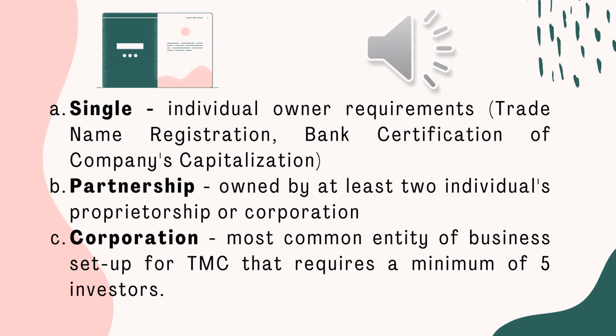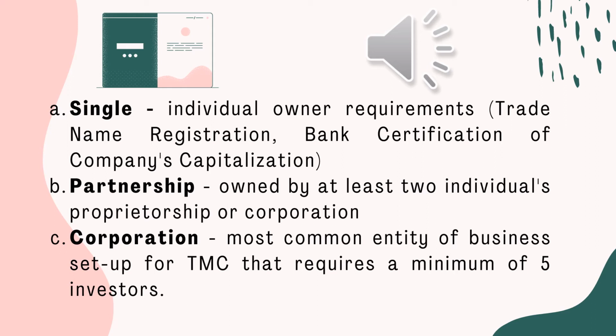So ito yung mga sample types of company setup. We have single, individual owner requirements: only trade name registration and bank certification. Yan yun, mas simple for single. For partnership, owned by at least 2 individuals, proprietorship or corporation. For corporation naman, most common entity of business setup for TMC that requires a minimum of 5 investors. So 5 siya. 5 yung investors na kailangan for a company to be called a corporation.